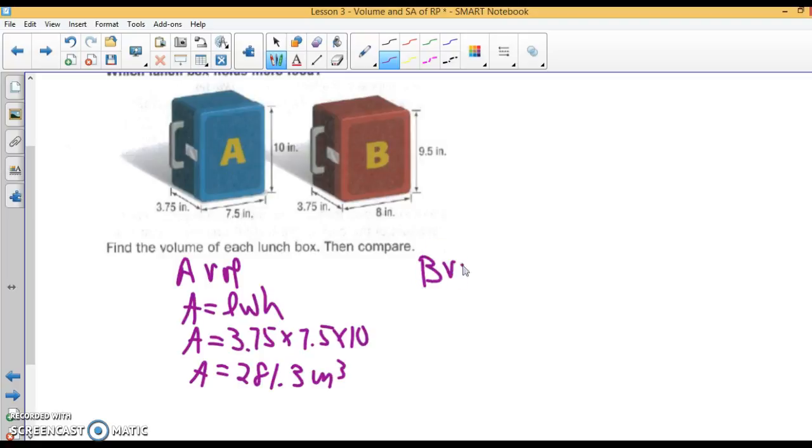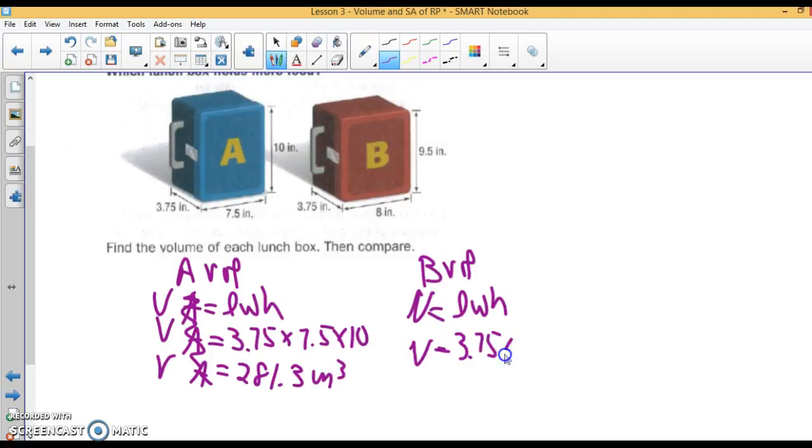B's volume, again, volume, this is not area. Why am I writing A? Volume is length times width times height will be 3.75 times 8 times 9.5, and the volume there will be 285 cubic inches. So, which lunchbox holds more food? Box B.